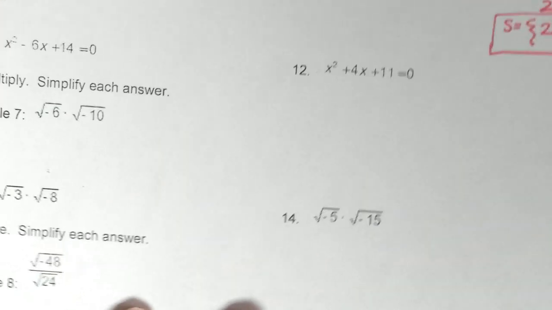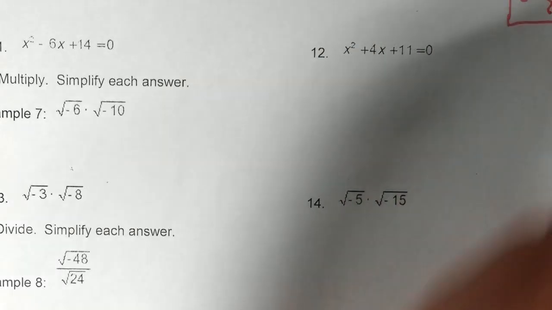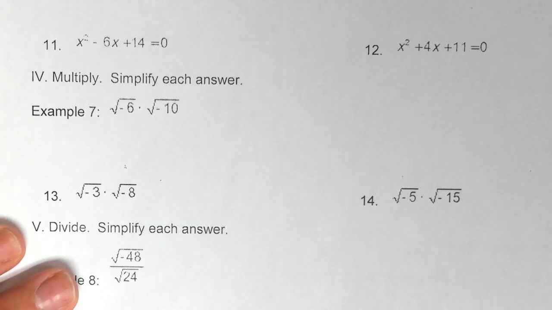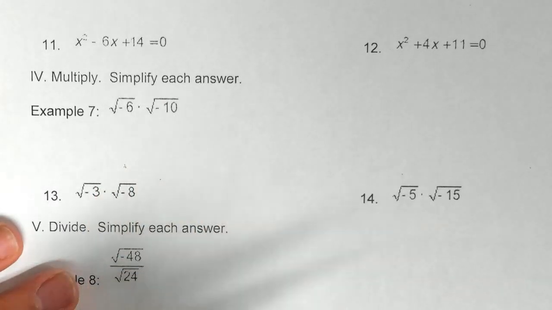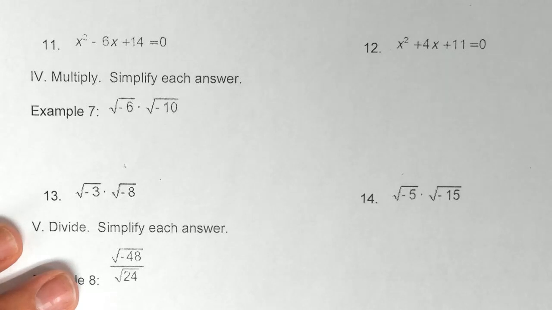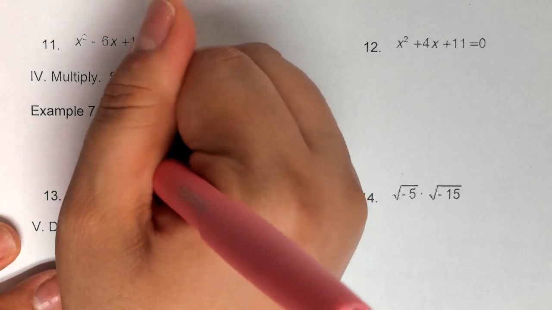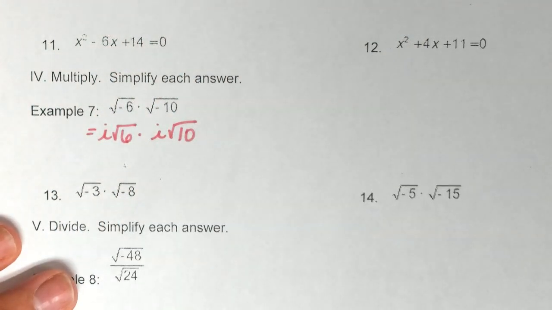Alright, example number 7. 7 says multiply and simplify your answer. Now, what does your gut tell you to do here? Don't cry. Multiply what? Negative 6 and negative 10 will give you the wrong answer. Kevin was right. What do we do first, Kevin? You have to bring out the i's before we can multiply. If you don't, you will get this wrong.